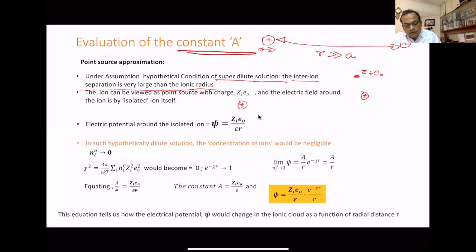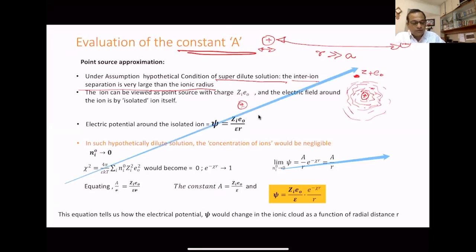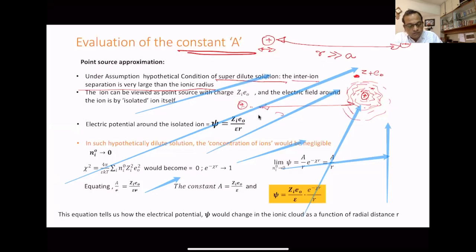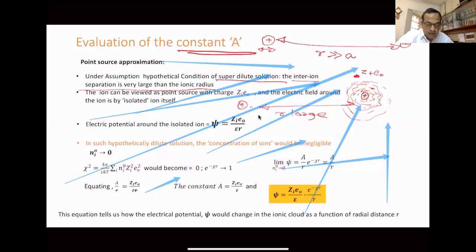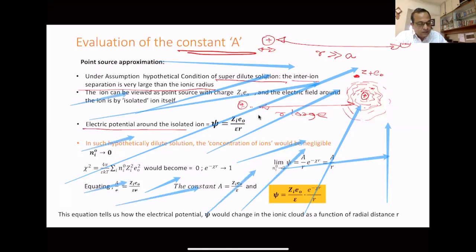So the electric field around this ion is due to the ion itself, because this ion cannot put its electric field from here to here, as the distance is large. That means the electrical potential around that isolated ion is nothing but psi equal to zi E0 upon epsilon r, which we have seen last time.